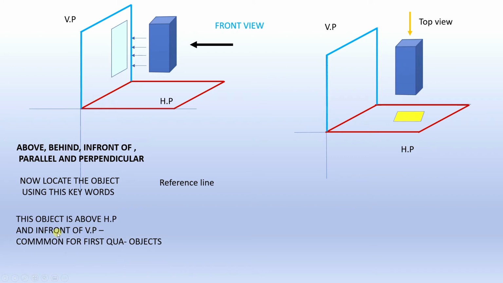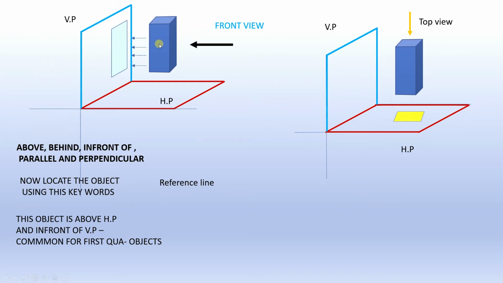In the first quadrant, it always happens above HP and in front of VP. If you are placing any object, there is no choice, you have to use above HP, in front of VP. You can check this statement. This is the HP plane, and the object is just above the HP plane. This is the VP plane, and the object is in front of it.